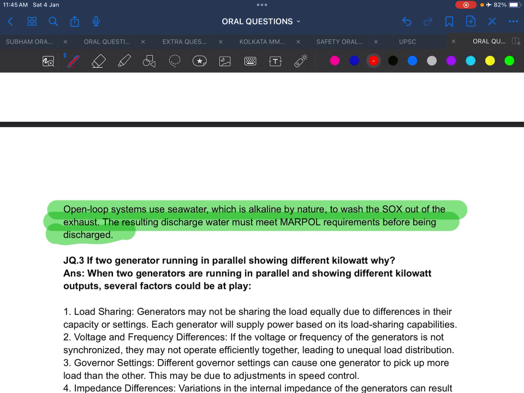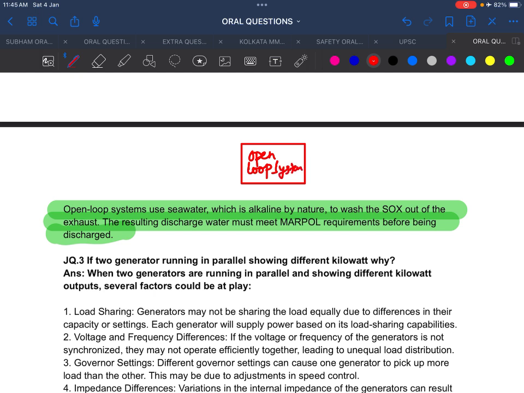So what are we doing in the open loop system? We take the open loop system. Whatever points I mark, that is also important for the oral. You can talk about this in front of the surveyor also. They are highly impressed. So, open loop system.